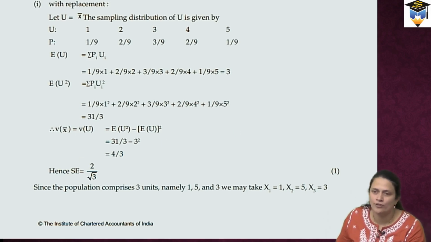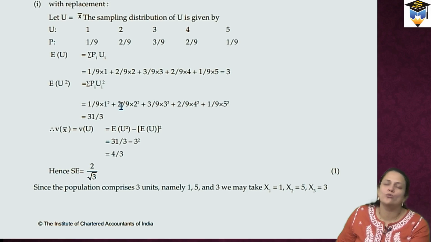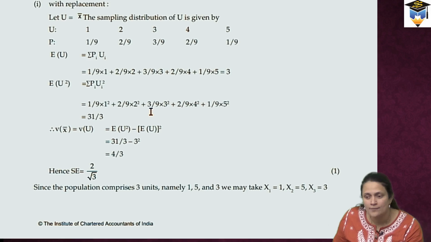So 1 upon 9 into 1 is 1 by 9. Okay. 2 upon 9 into 2 square. So that is 2 cube upon 9, that is 8 upon 9. So this is 1 upon 9, this is 8 upon 9. This becomes 27 upon 9. 3 ka cube. 3 into 3 square.